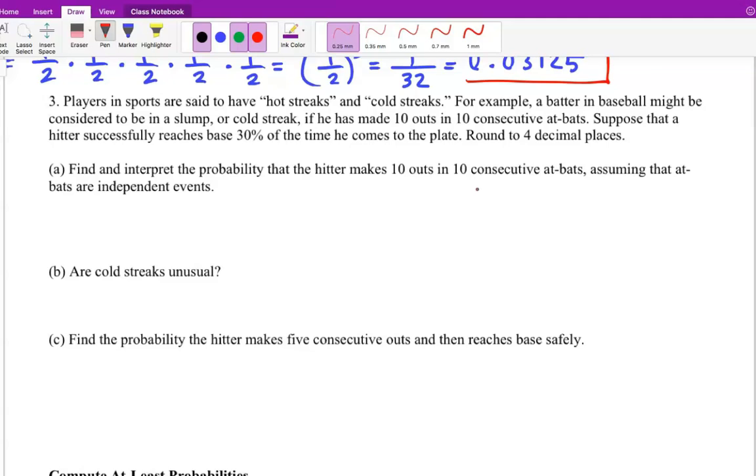Athletes in sports are said to have hot streaks and cold streaks. For example, a batter in baseball might be considered to be in a slump or cold streak if he has made 10 outs in 10 consecutive at-bats. Suppose that the hitter successfully reaches base 30% of the time he comes to the plate. Round to 4 decimal places.